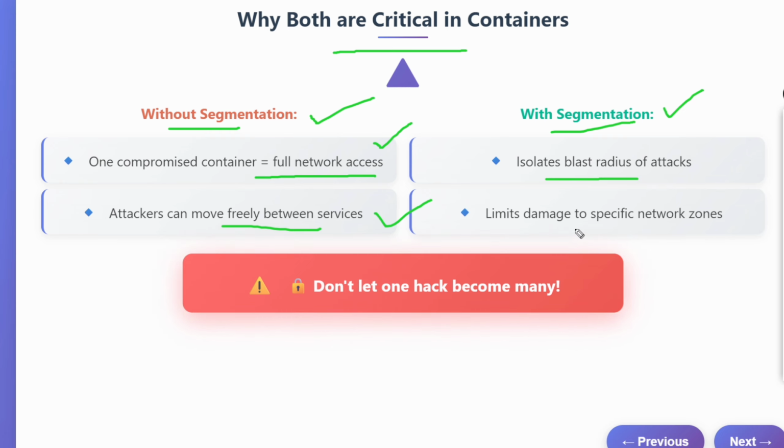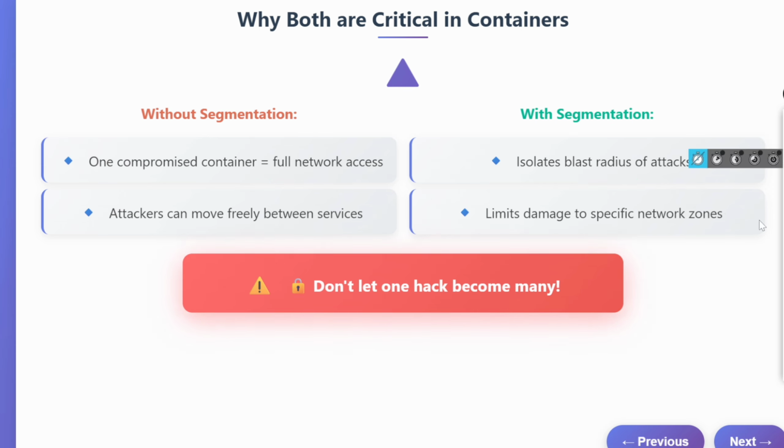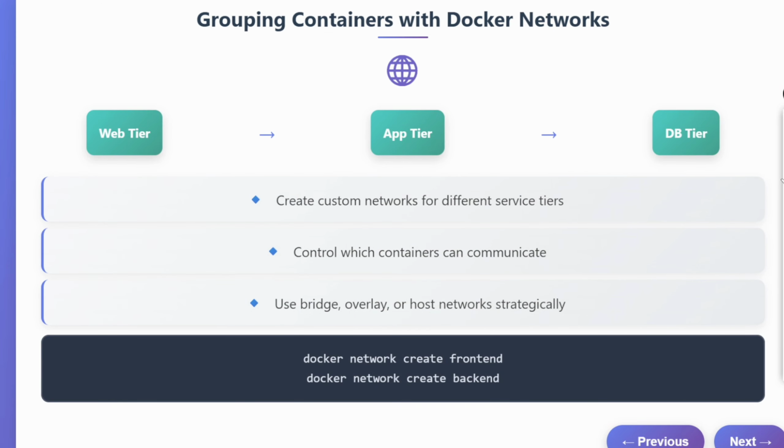And it limits the damage to a specific network zone only. Let's say if network segmentation is enabled or set up, only the affected segment is impacted. The rest of your entire system will keep running in a safe manner. So that is the point here, and that is why network segmentation as well as firewalling is critical in containers.